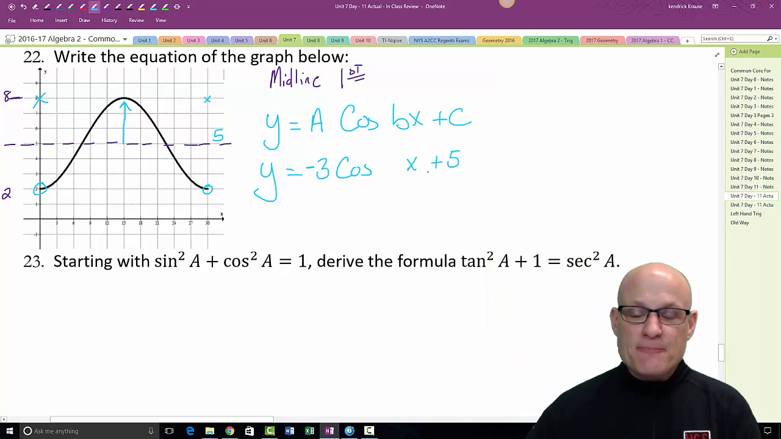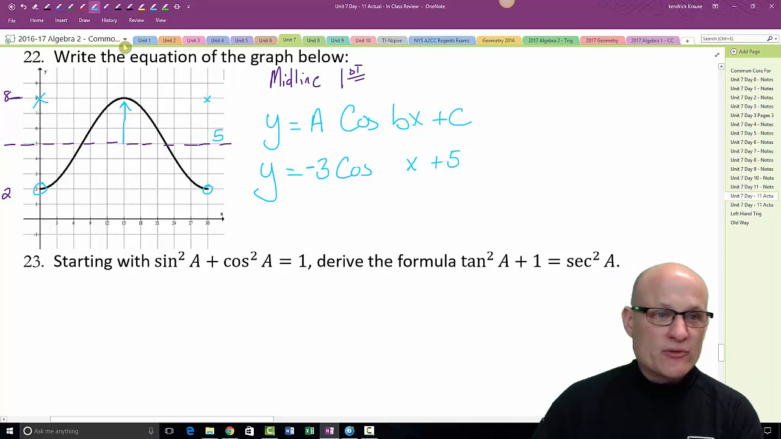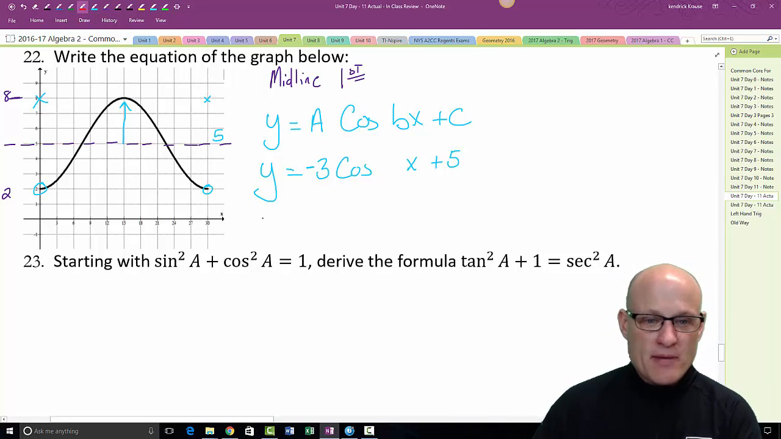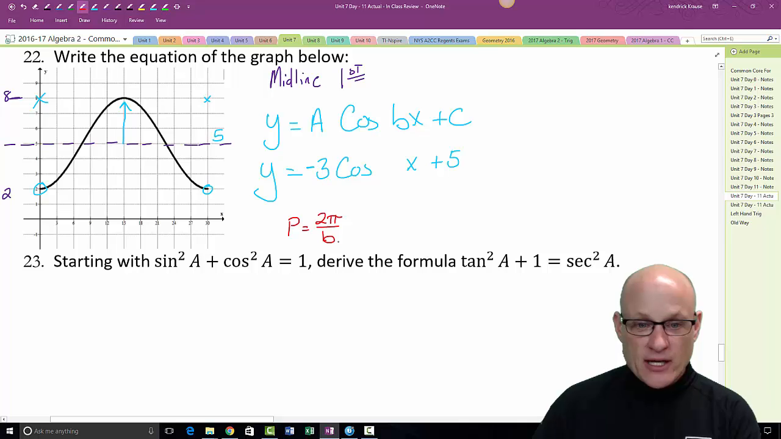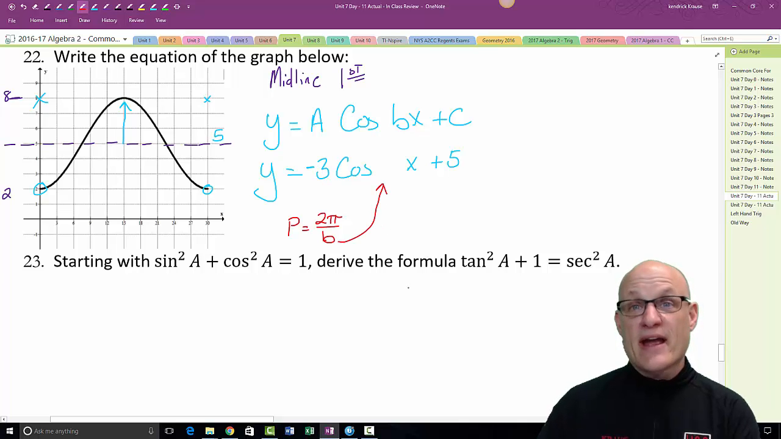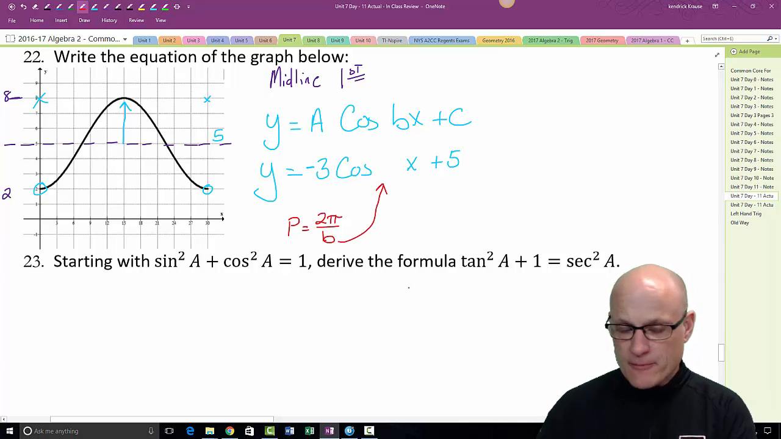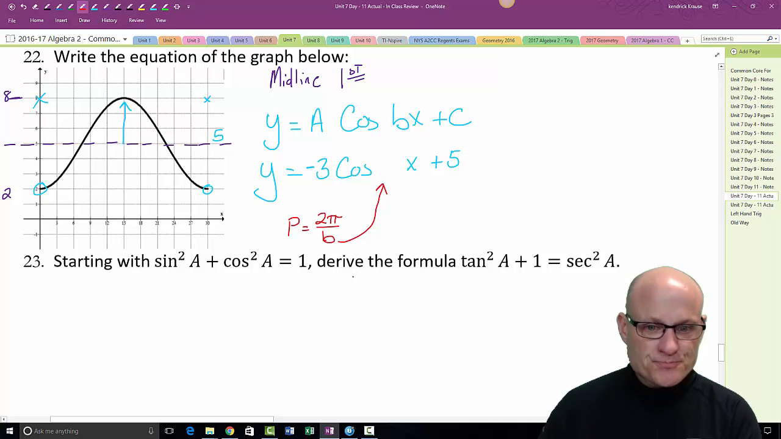So I've got the hardest part left. Finding b, and the idea of period and frequency, is always going to be kind of the tricky part. Remember that period is equal to 2 pi over b. And don't forget, b is what I want to go in there. That's my frequency. That's what goes in there. So I need to figure out b.